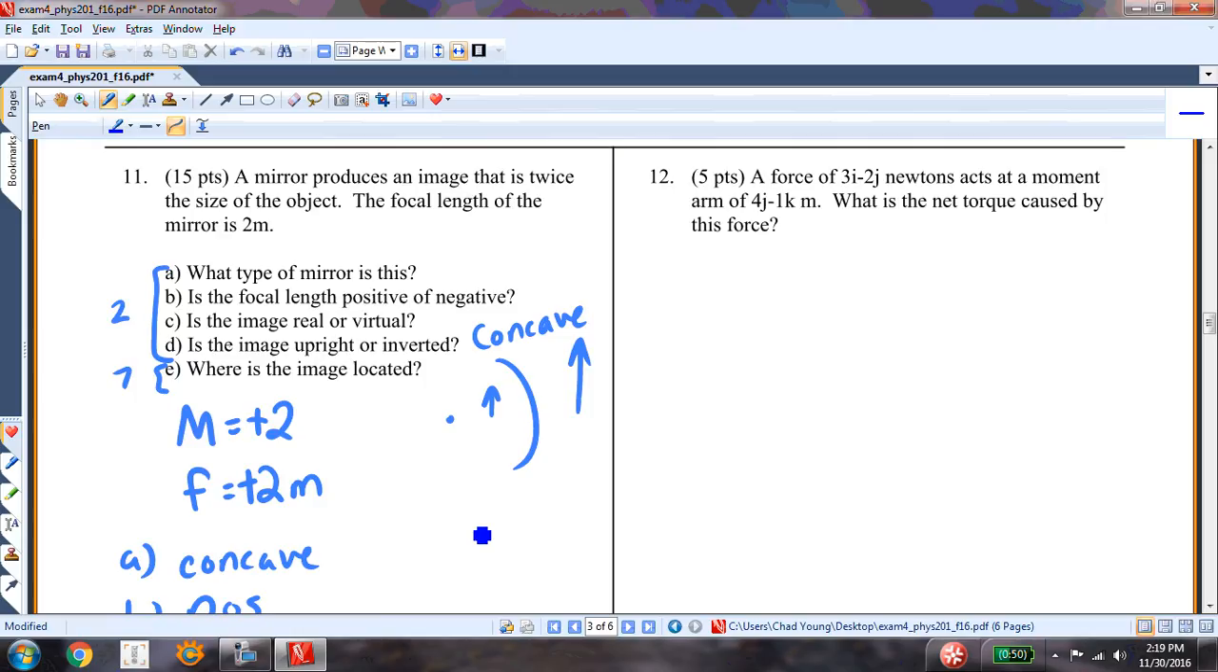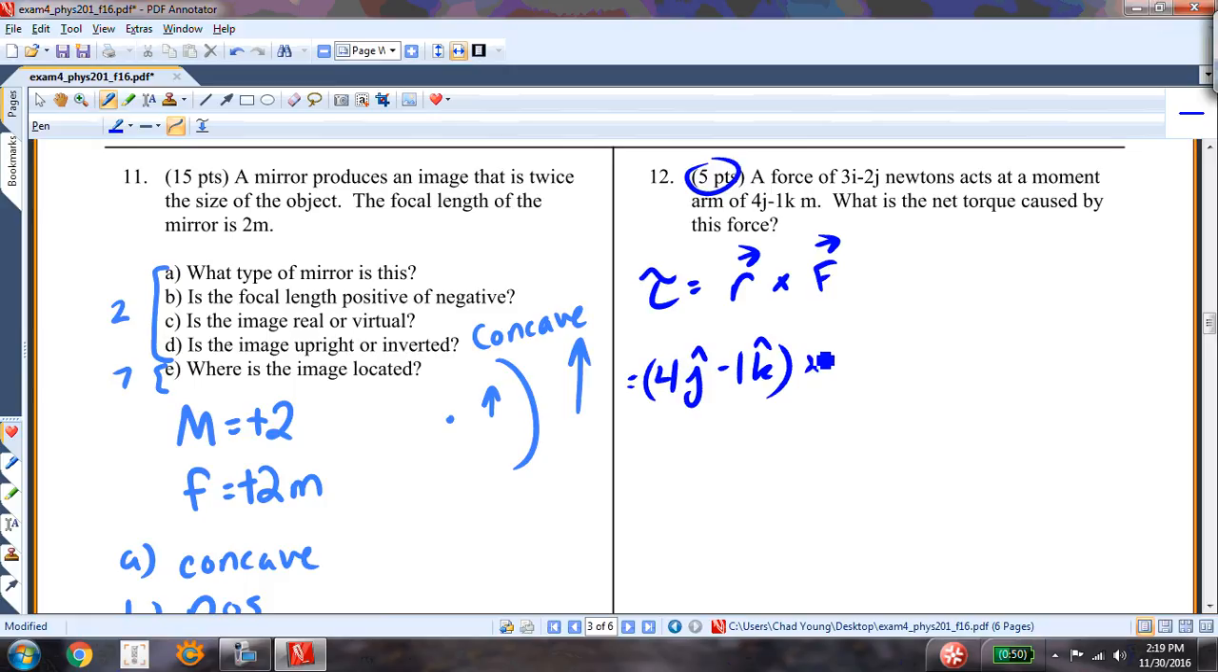All right, let's look at this one. Oh, this was just a cross product. So I know that torque is r cross F. I just wanted you to show me that you can do a cross product. It was only worth 5 points. So r is 4j minus 1k, crossed with F, which is 3i minus 2j. You have to get these in the right order, or you're going to be off by a negative, by -1.